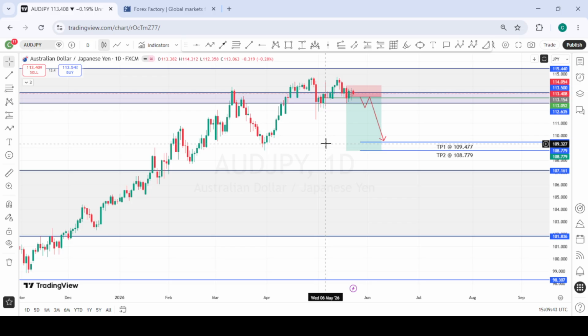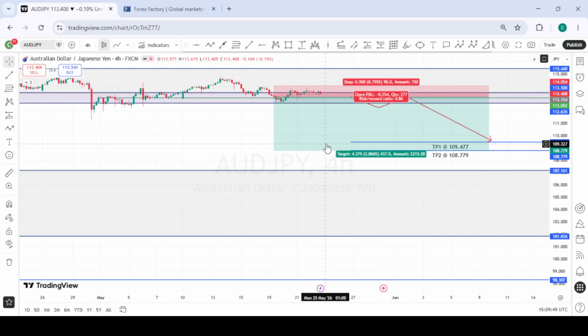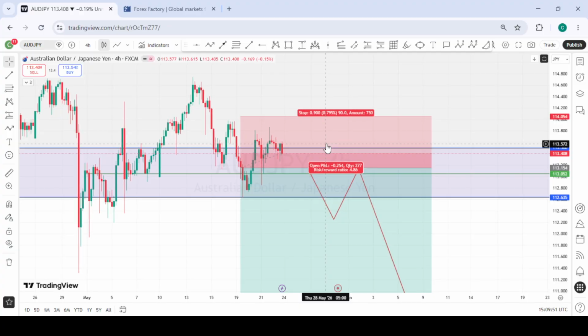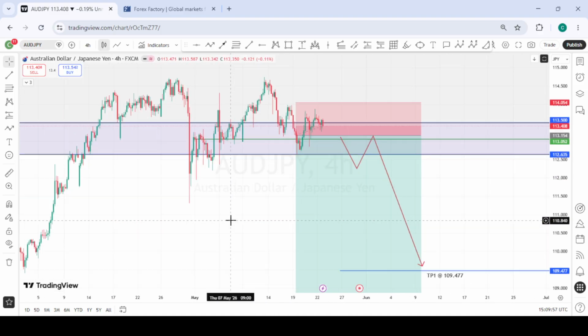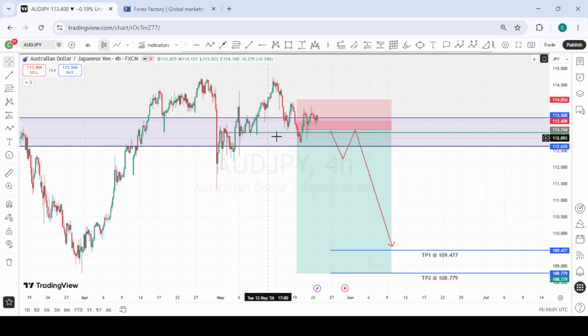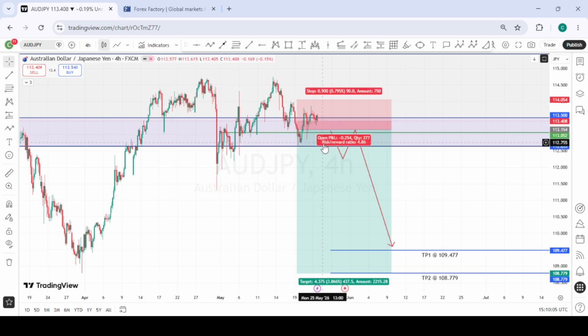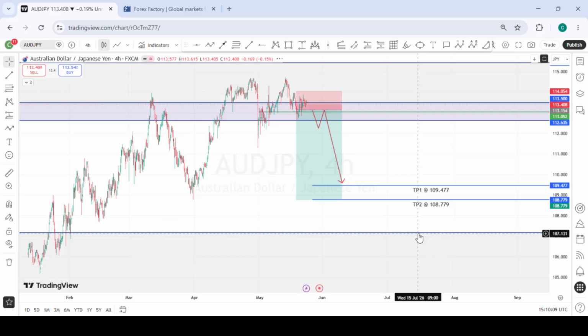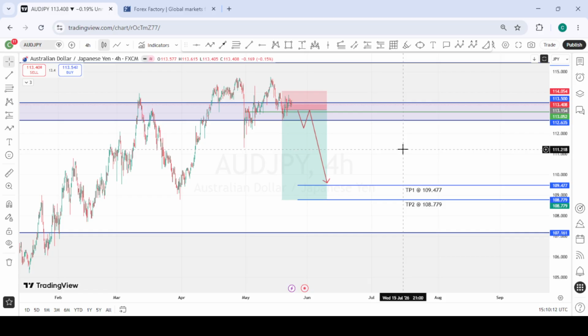We are also in this sell on AUDJPY, and it's currently in a drawdown. We took this sell, I think, around here, and it's currently in a drawdown. So we are expecting that price is going to break this area of interest with a daily candle. If we get a daily candle close below this area of interest, then we look for another pullback into the area of interest, and we look for more selling opportunities to the downside for AUDJPY.